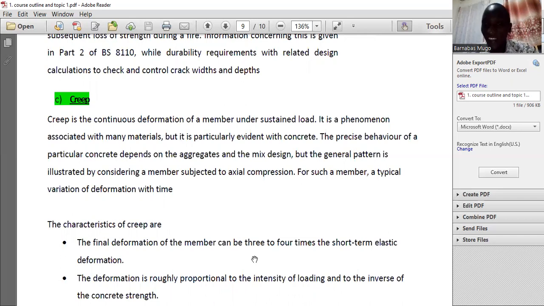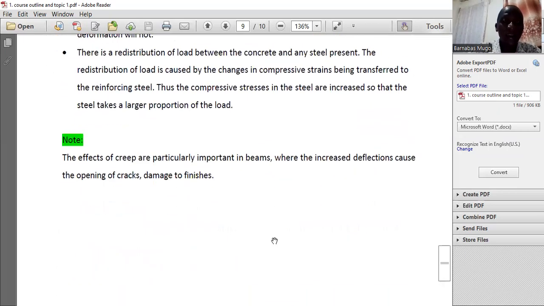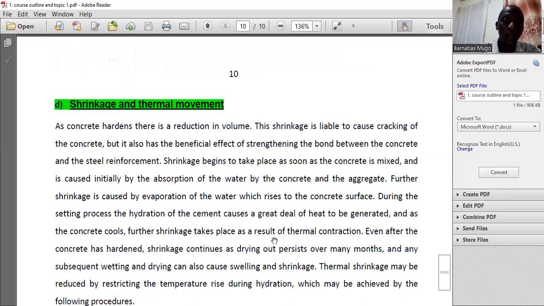Then we are going to look at the creep, which is the continuous deformation of a member under sustained load. It is a phenomenon that is associated with many materials, but it is particularly evident with concrete. So we are going to see that the deformation of the concrete is the one that governs its creep. And that's one you can just learn. It's not something that is so difficult.